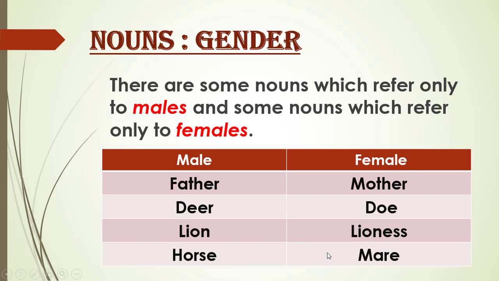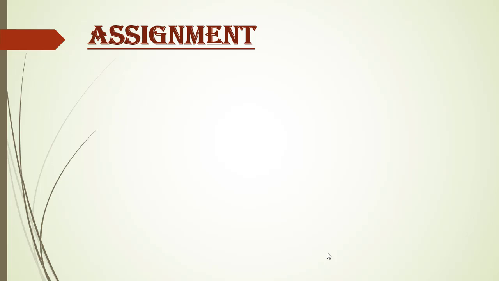So this was gender. Gender was classified into 2 classes. First was the male class and second was the female class. The male class is called male noun and the female class is called female noun. So let's move towards our second assignment.